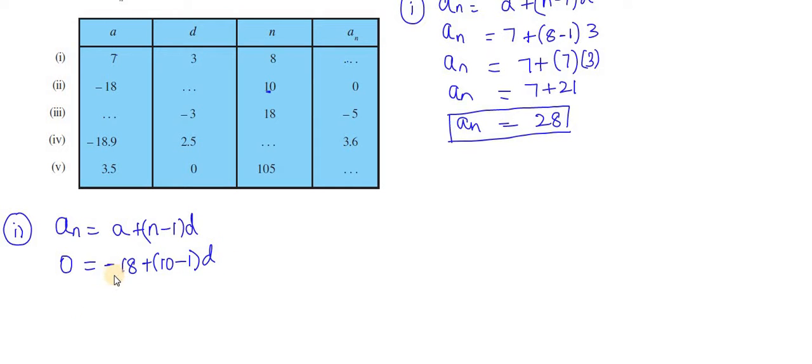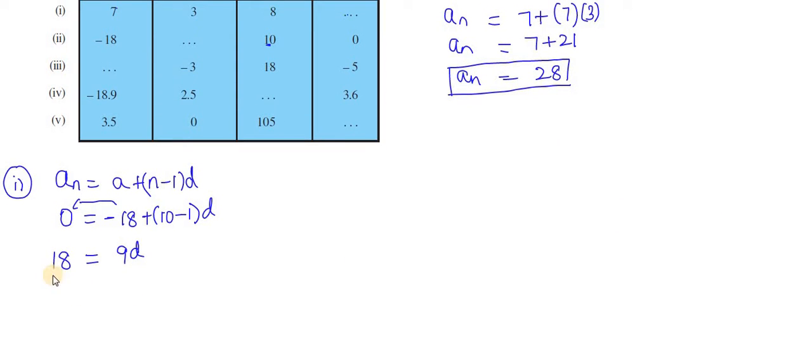Okay, it's very simple. So now what we will do, we can transpose this to the LHS. So it becomes plus 18, which is equal to 10 minus 1, 9 D. So now divide by 9 on both sides. So 18 by 9 is equal to D. So therefore D, the common difference, is equal to 18 by 9, which is 2. I hope all of you understood. Yes, we'll do the next problem.